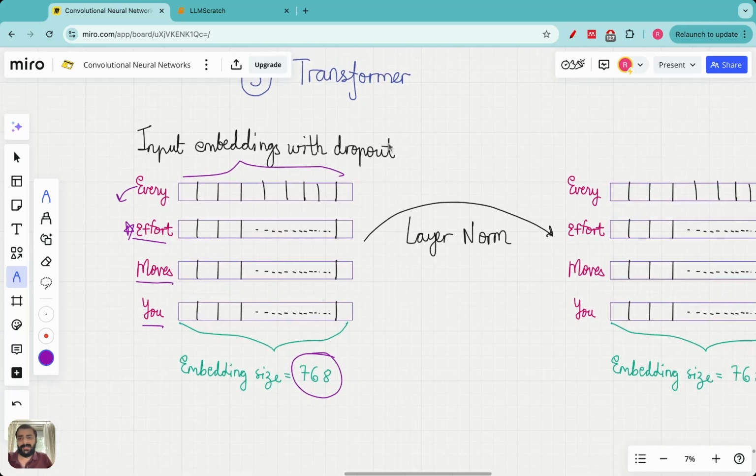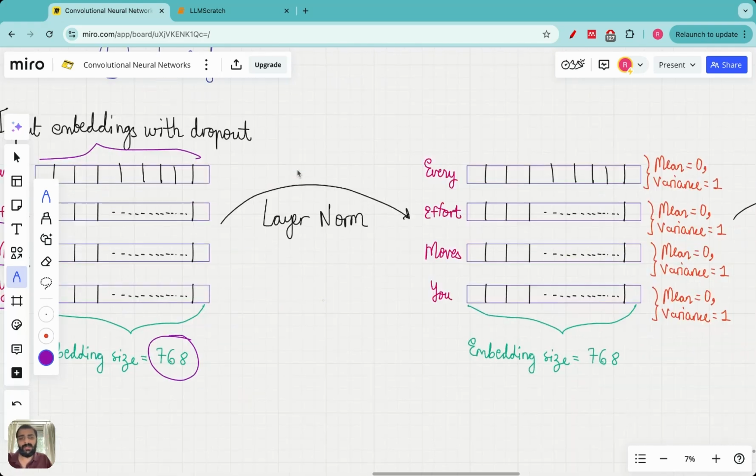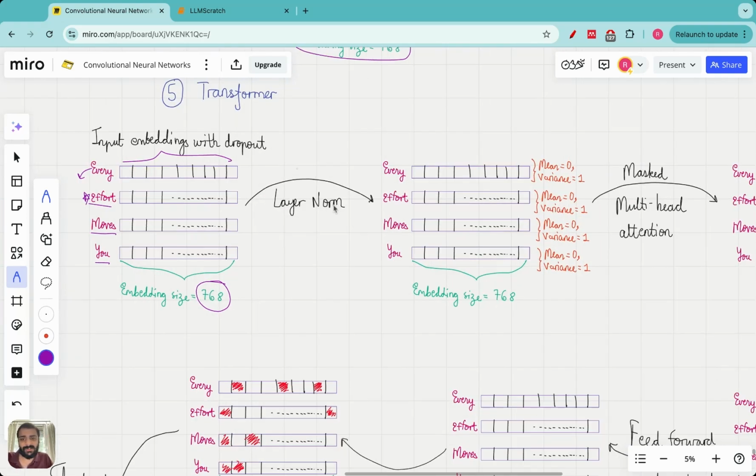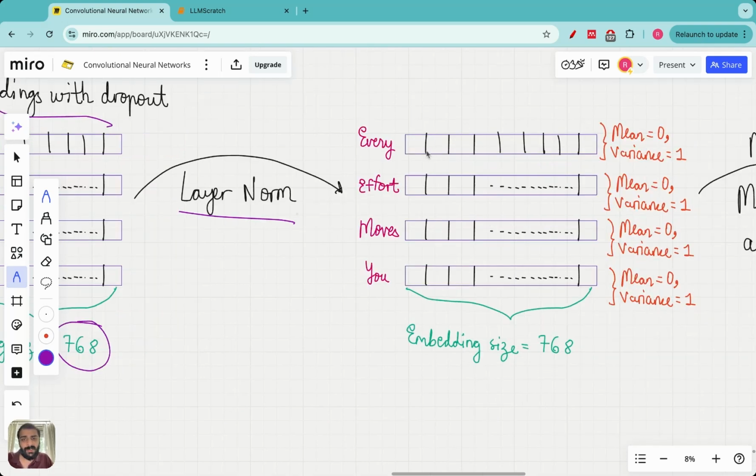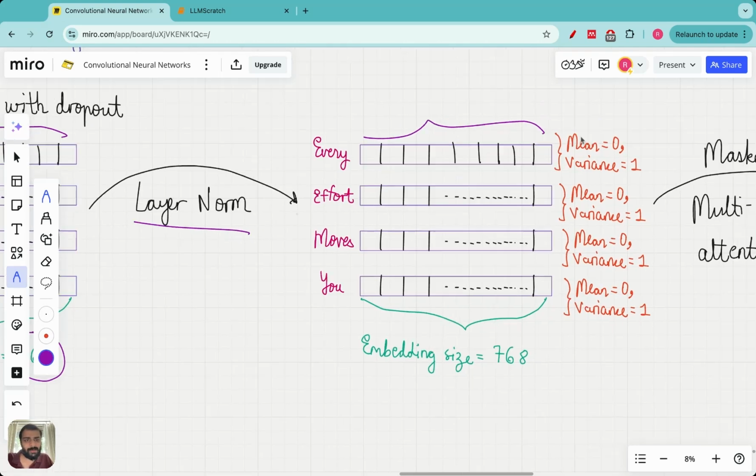So now we are at this stage where we have the input embeddings with dropout. Then we apply the first layer in the transformer block, which is the layer normalization. So this is also called the layer norm. What this layer normalization will do is that it will look at every token. So let's say I'm looking at this token every, and then it will look at all of these values here, and it will normalize the values so that the mean of these values is equal to 0 and the variance of these values is equal to 1. And this will be done for every single token.